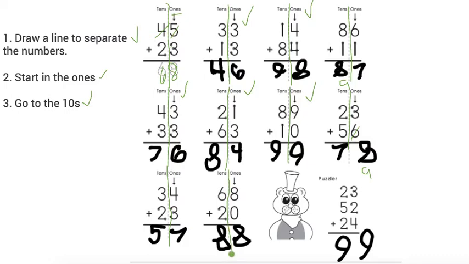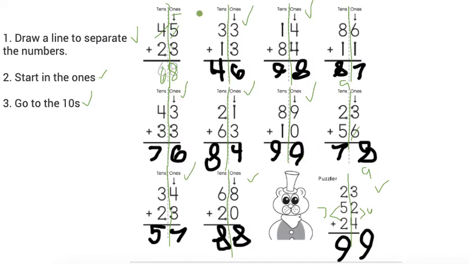Separate by place value. 8 plus 0 is 8. 6 plus 2 is 8. And you even tried to do the tricky one. So we separate by place value. 4 plus 2 is 6. Plus 3 is 9. 5 plus 2 is 7. 7 plus 2 is 9. Wow, you did a really nice job on this one. And these ones were right too.